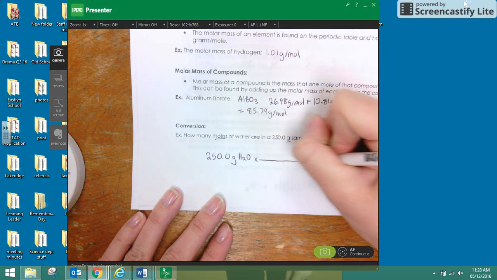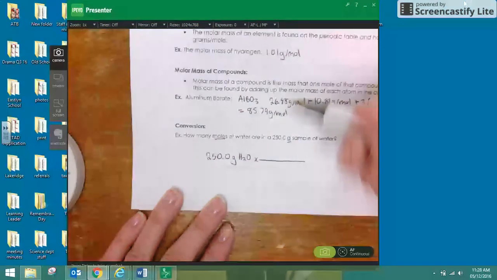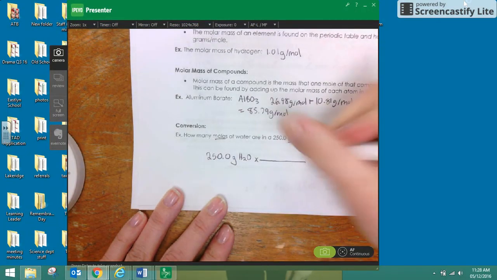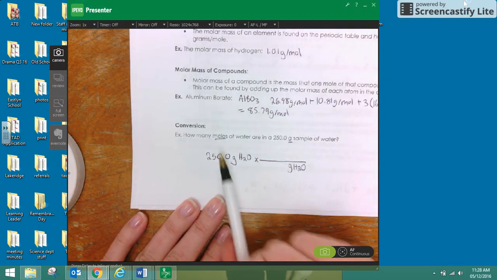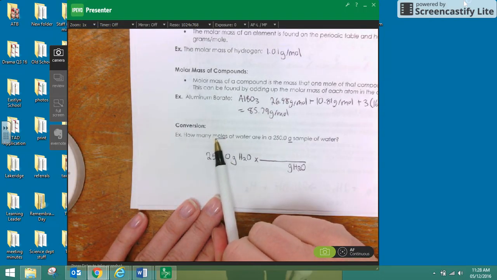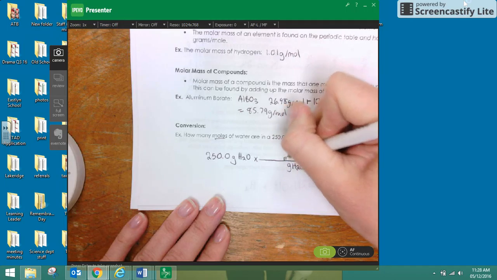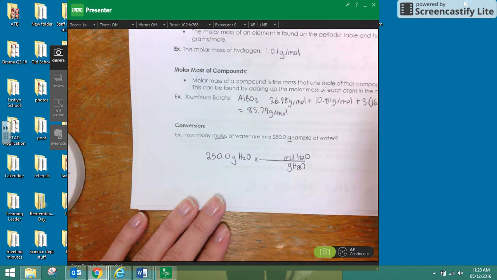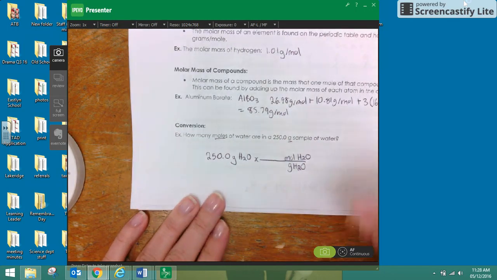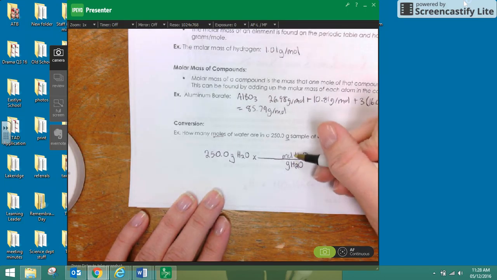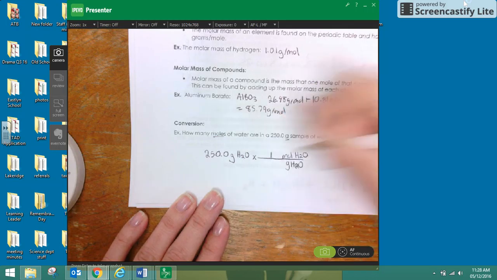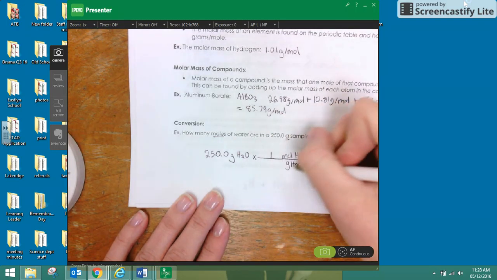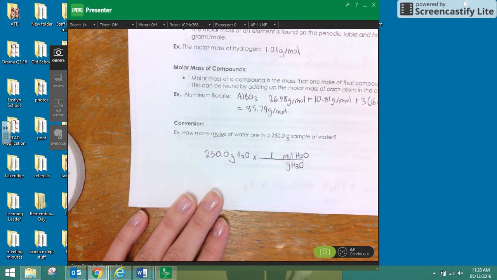Then we draw our multiplication sign and our division line. The units we're trying to get rid of are always what was written here. So grams of H2O is what we're trying to get rid of. And the units we want to end up with will be given to us in the question. So we're looking for how many moles of water, so moles of H2O. And just like in the last example, whenever you're given a conversion factor where you have moles and something other than moles, you'll put a 1 with the mole and then figure out how many of that other thing equals 1 mole. So how many grams of H2O equals 1 mole?